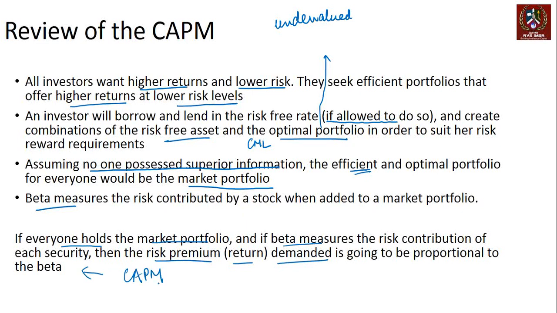So that's a summary or review of the CAPM. It's an assumption in CAPM that everyone will hold the market portfolio, and because there is no additional information available, everyone will perceive the risk of a stock exactly proportional to its beta, right? And the risk premium that you demand for that stock is going to be directly proportional to its beta, or the systematic risk it adds to the market portfolio. That is what CAPM says.